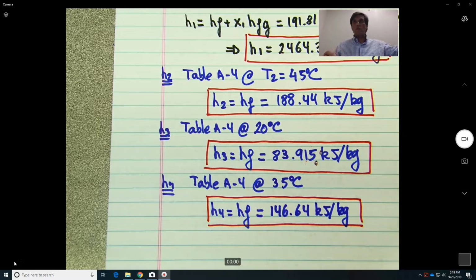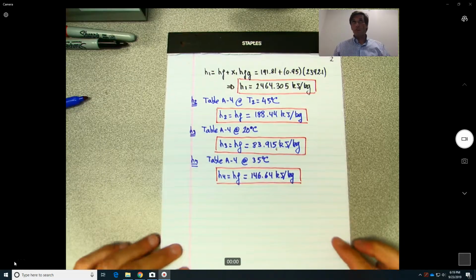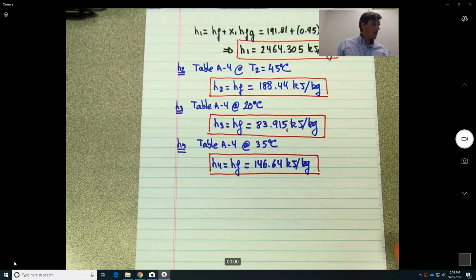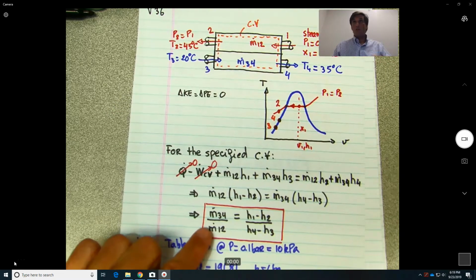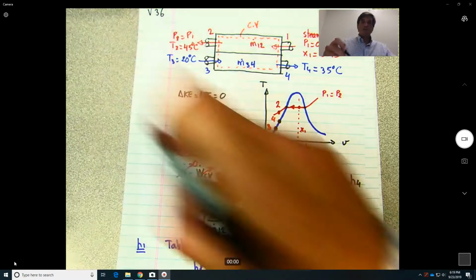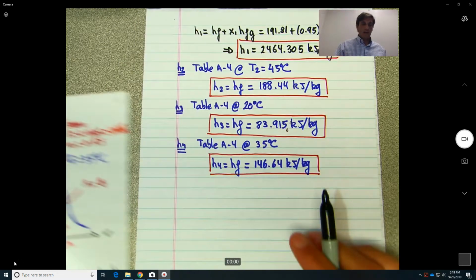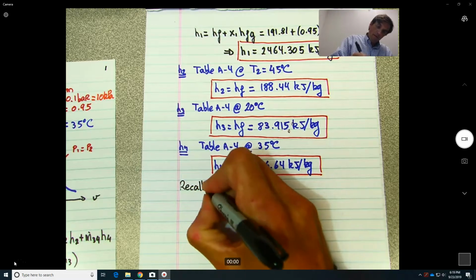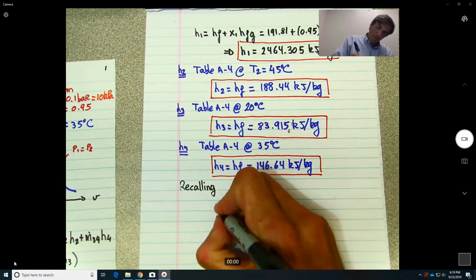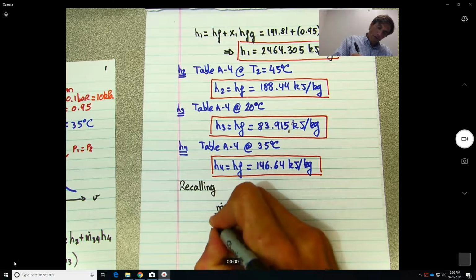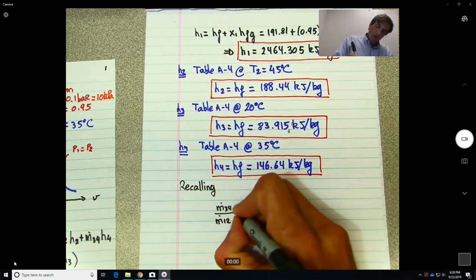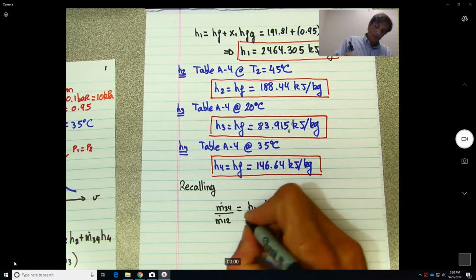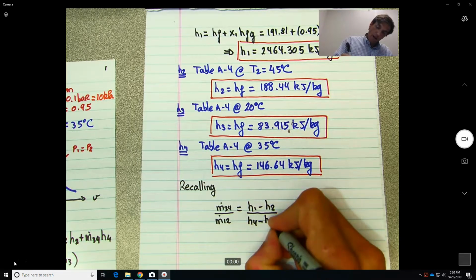Okay, so basically now we have all the information that we need in order to calculate the ratio from that equation. So let me just rewrite the same equation on the other side. So recalling that M34 over M12 equal to H1 minus H2 divided by H4 minus H3.